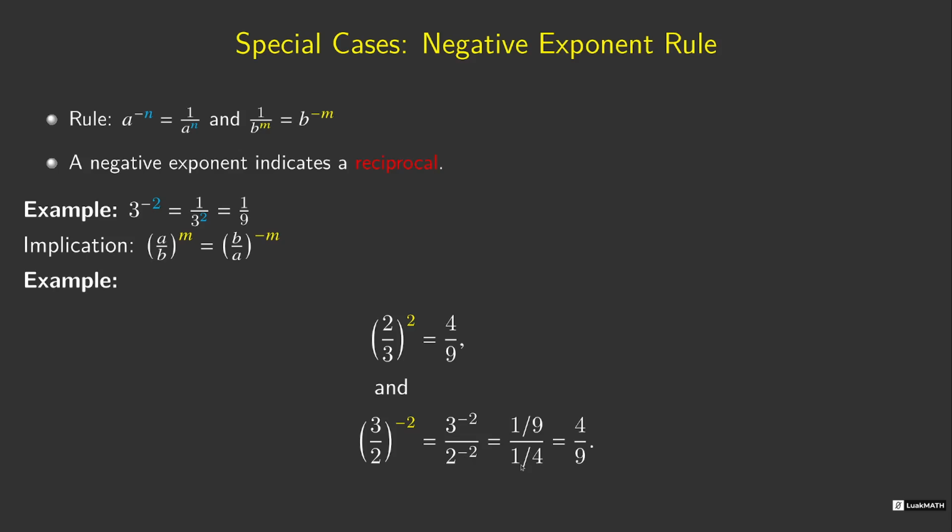And 1/9 divided by 1/4 is 4/9, which is the same as what we've seen here. So essentially, there's nothing illegal we're doing here. Or I should say, this is a numerical way of showing that what we're doing here is essentially correct.